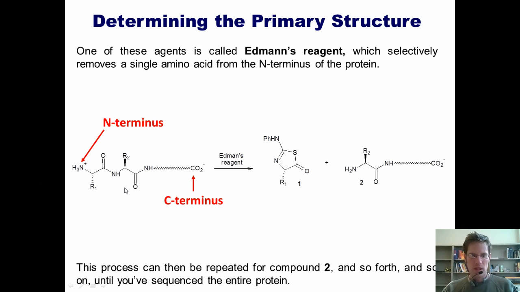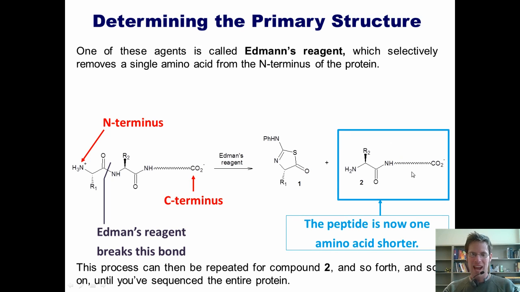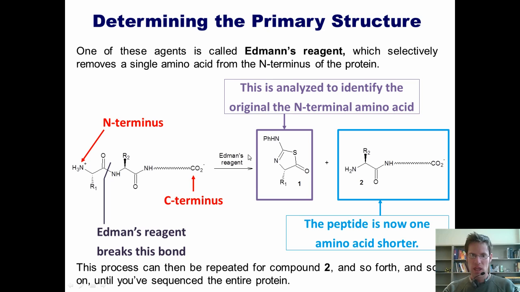So when I treat this peptide with Edman's reagent, what it does is it tears off the last amino acid on the N-terminus. So in other words, it breaks apart this bond right here and leaves me this product 2, which you should notice is exactly the same structurally as my original peptide, except that it's one amino acid shorter. Where did that amino acid go? Well, it went into this product, so it's incorporated into this.